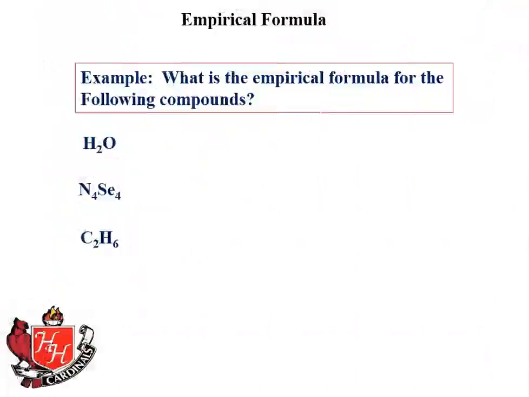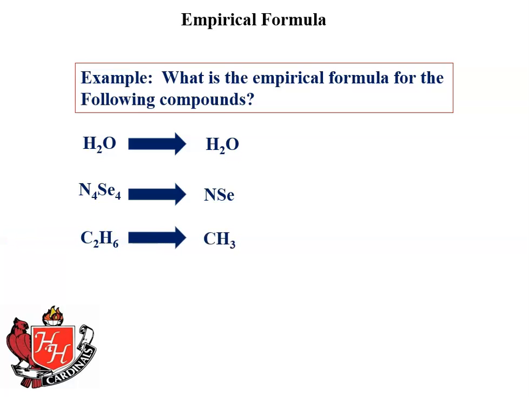Okay, so go ahead and find the empirical formulas for each of these. Well, H2O, water. For the empirical formula, think of it as a reduced fraction: 2 hydrogens for every 1 oxygen. You can't reduce it any further than that, so it's H2O. What about N4Se4? Well, you can see that you can factor out or divide through by 4, and that gives you NSe. There's 1 nitrogen for every selenium. What about C2H6? You could reduce that down to CH3. There's 3 hydrogens for every 1 carbon.